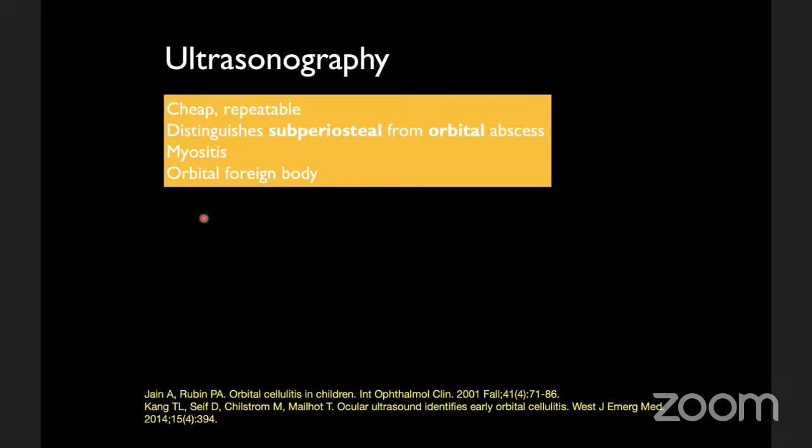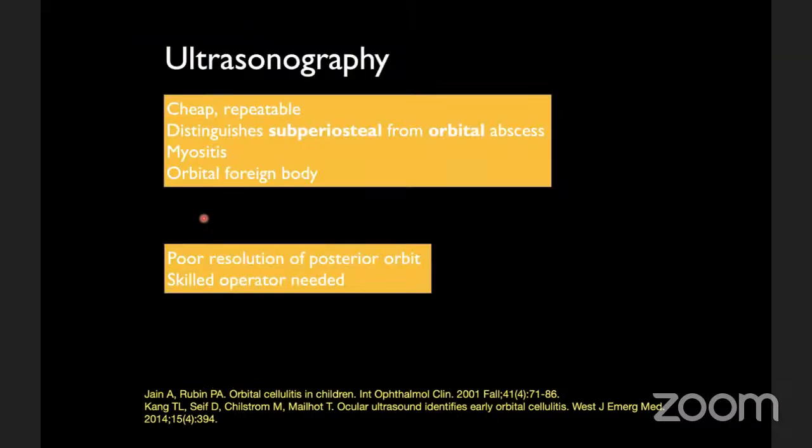So firstly, the advantage in ultrasonography would be that it is easily available, and it usually produces repeatable results. So it helps us to distinguish subperiosteal abscess from an orbital abscess. And it is mostly used in cases of myositis, where muscle involvement is there, and also it can pick up an orbital foreign body.